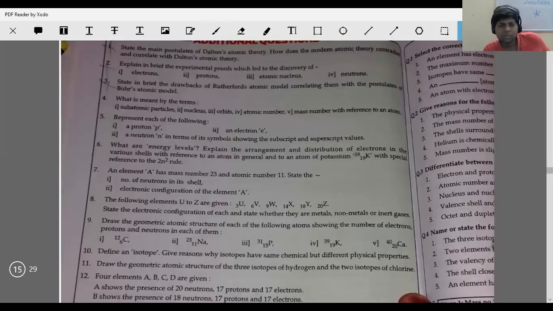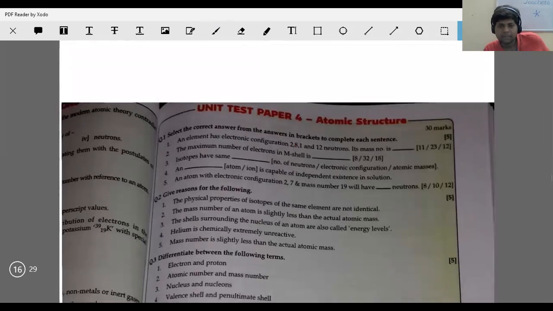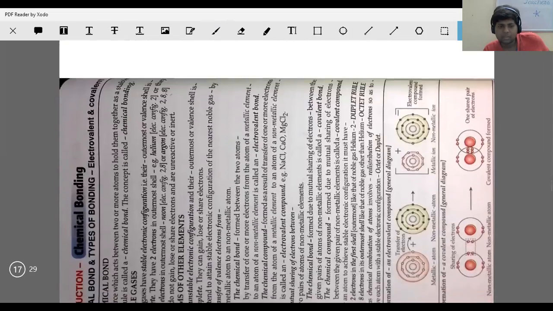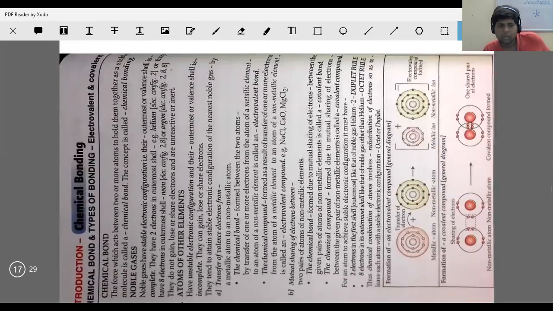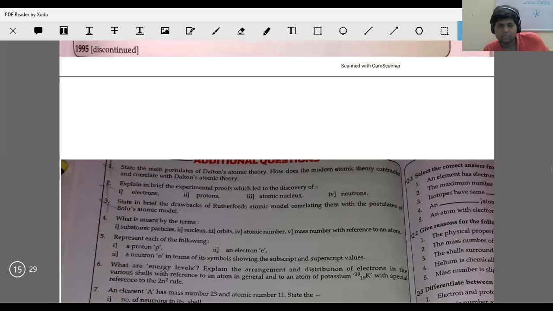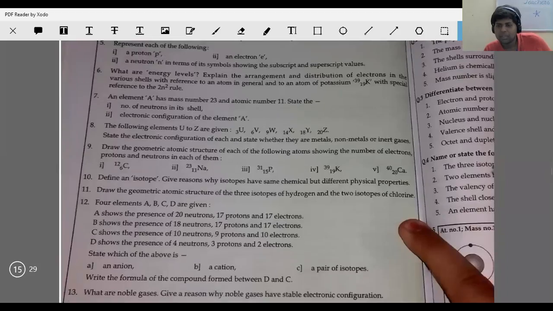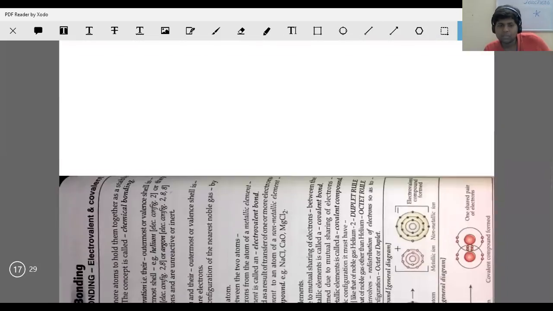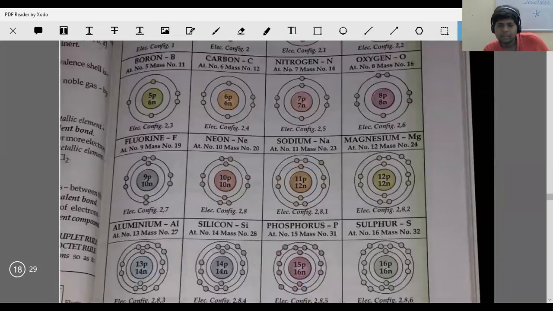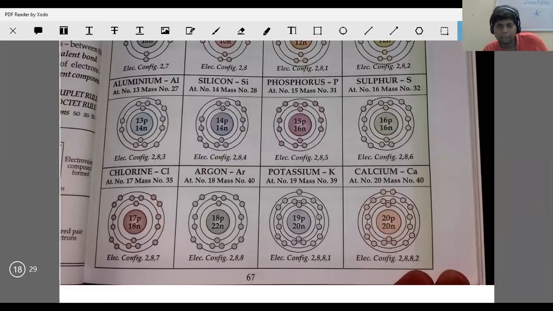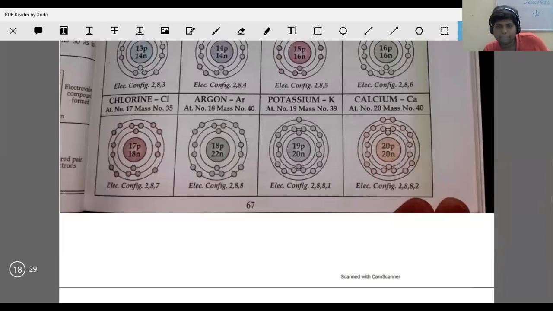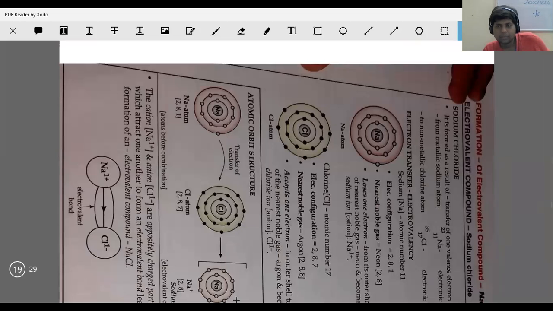Oh, this chapter of yours is finished. Unit test paper, chemical bonding. Okay, fine. So you can finish off these additional questions and exercises, and from next class, we will start this chapter of chemical bonding. Is it okay?